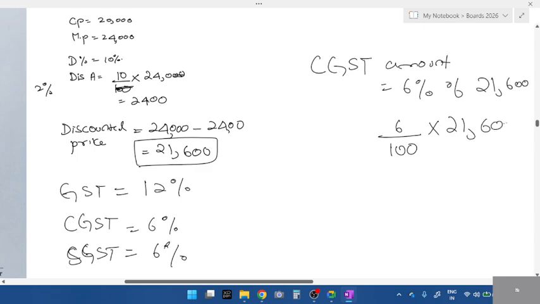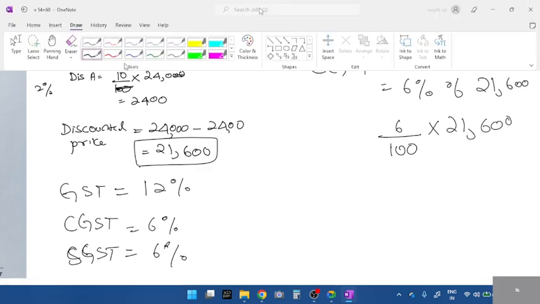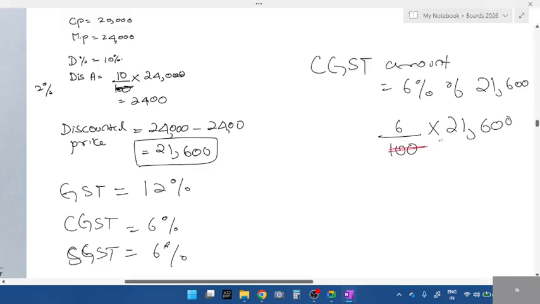First, let me solve. If you have any doubts, get it clarified. If not, you can start writing. Two zeros get cancelled. 6 6s are 36. 6 1s are 6 plus 3, 9. 6 2s are 12. 1,296. If CGST is 1,296, what about SGST? 1,296. Now tell me GST.